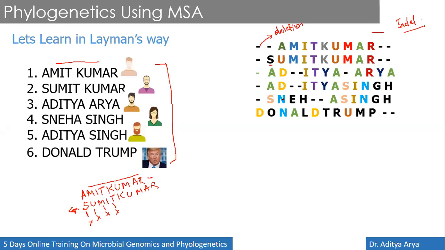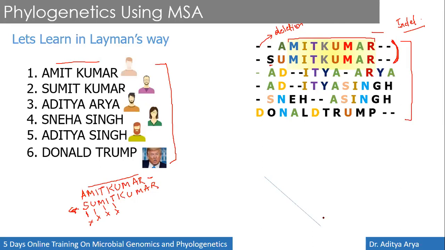Now, what you observe during this whole alignment, when I did MSA or multiple sequence alignment, you will see that the names Amit Kumar and Sumit Kumar have something in common. So this part is common, and that becomes the basis for keeping these two names as one common family, or you can say they are connected somehow, and they can be kept together. They are likely to be originating from a common ancestor.